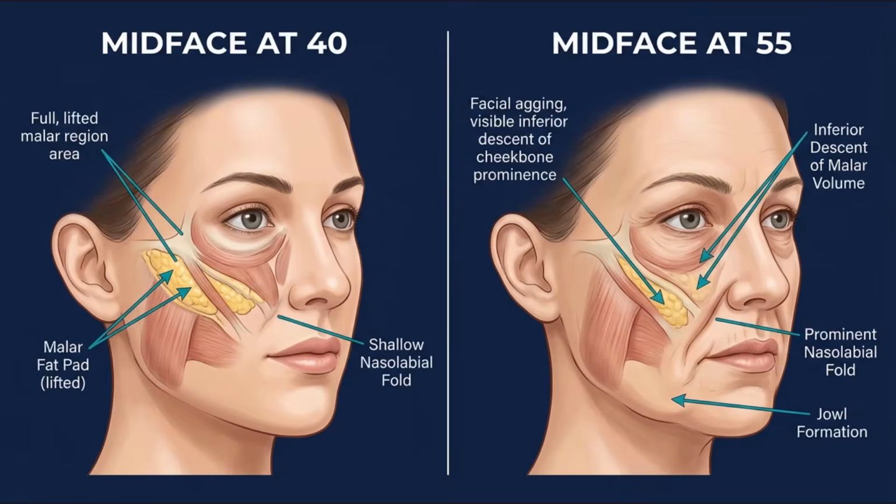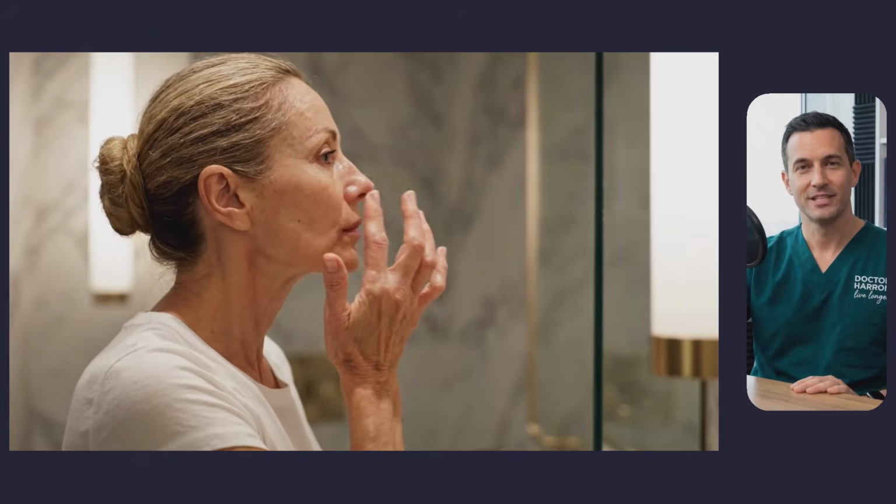Gravity came next, the usual suspect. Except gravity acts uniformly on every tissue in your face. And if gravity alone were responsible, the lower face and the upper face would descend at the same rate. They don't. The midface drops faster and further than the forehead. Gravity doesn't explain that asymmetry.